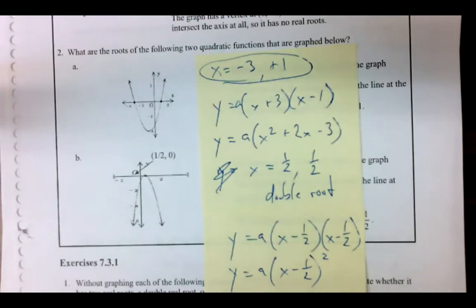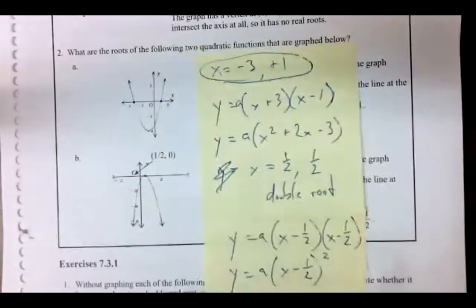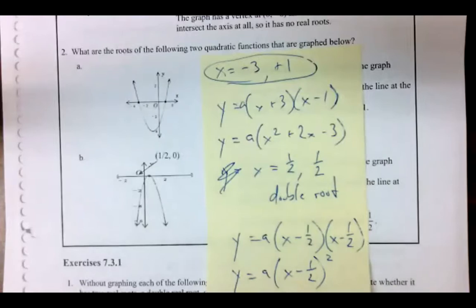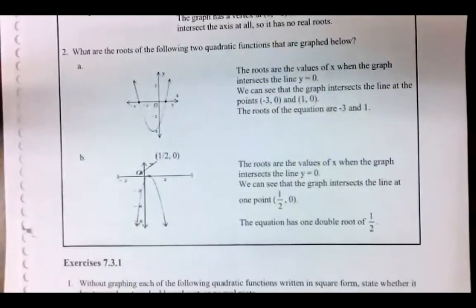Are we okay with this? What does the book say? 1 double root of a half. Questions? We're halfway through the lesson. Okay, seeing no questions, let's move on.